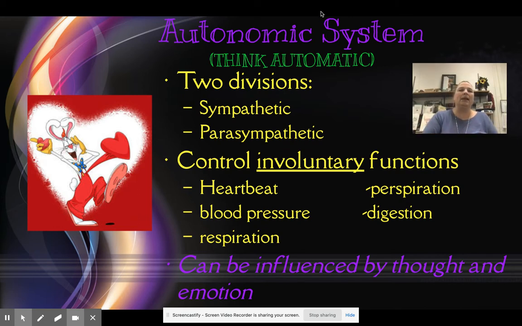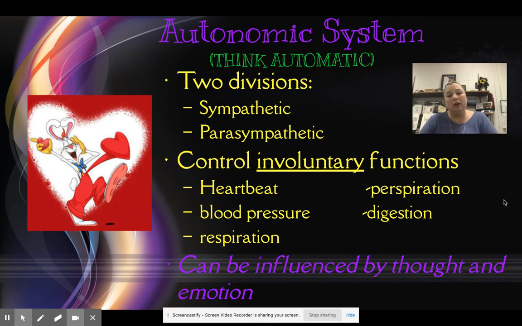Okay. So basically, autonomic controls all your involuntary functions, things that we don't have to think about, like our heartbeat. We don't tell our heartbeat to move, it just does it. Our blood pressure, our breathing, our respiration, our perspiration when we sweat, our digestion. We don't have to tell our stomach to digest our food, it just happens. So the autonomic system is what does those things.